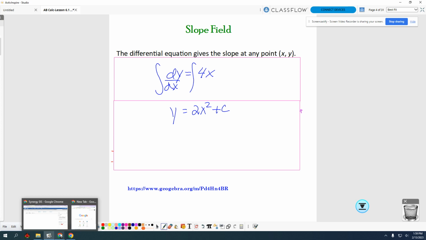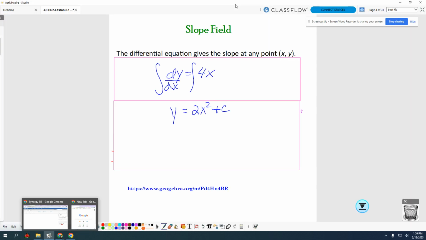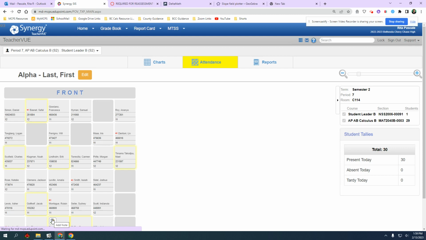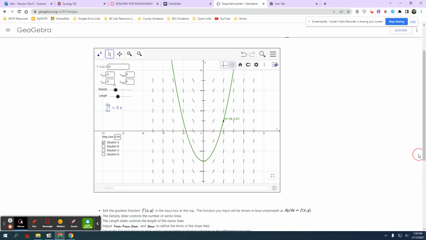So let's see. Is it kind of like how we factor to find out that zero, so you could have different values? Possibly. Kind of. Okay. So see this? It kind of looks like fur.